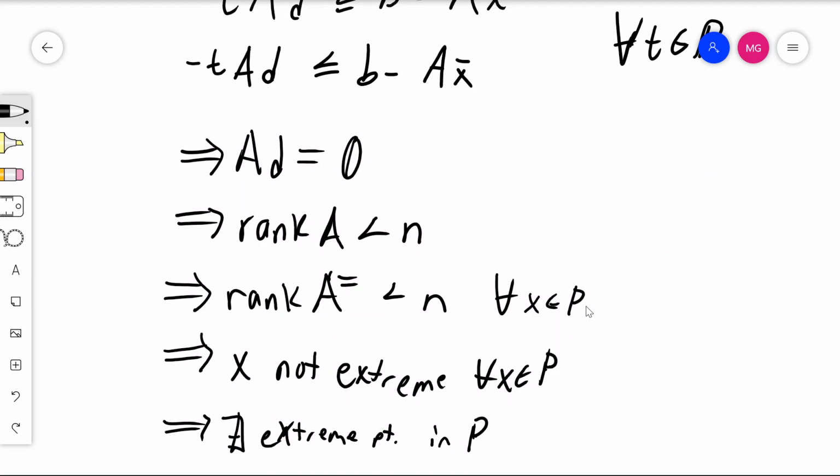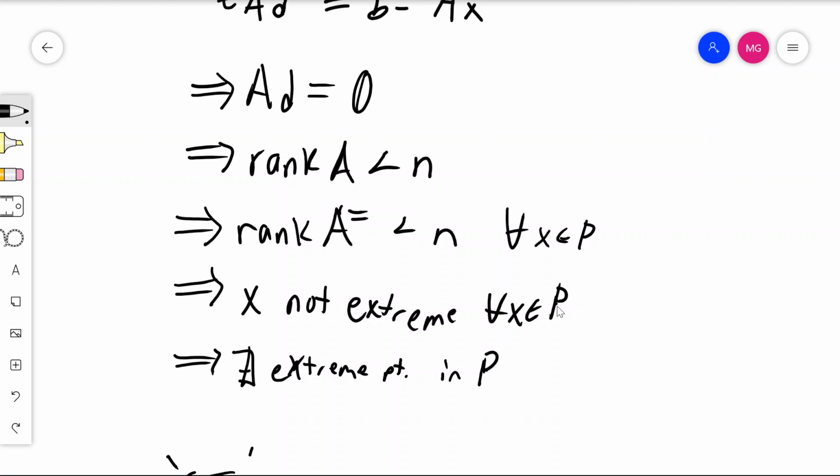So that's for every point x in the polyhedron, and we already have this characterization that a given point in the polyhedron is extreme if and only if the matrix of tight constraints has full column rank. So the rank attains full column rank, so it's rank n. But here we've just shown that since the rank of the overall matrix is strictly less than n, the rank of all these matrices of tight constraints for all these points x in the polyhedron are all strictly less than n. So none of those points are extreme. So x is not extreme for all x in the polyhedron, and so in other words, there does not exist an extreme point in the polyhedron.